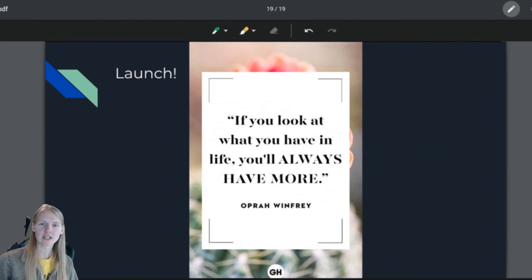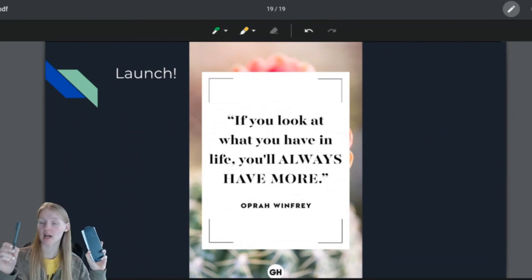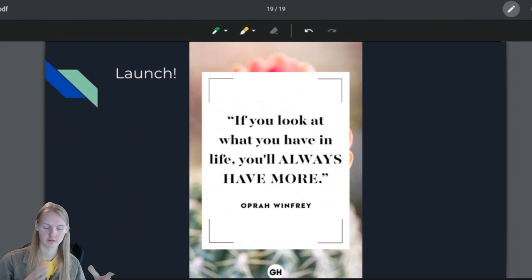Here is your launch for today. It comes from Oprah. She says, if you look at what you have in life, you will always have more. Now, of course, this does not mean that if I look at what I have in life, I have a calculator, I have a stylus, now I have a Lamborghini too. No, that's not what this means. It doesn't mean that you will have more when you look at what you have.